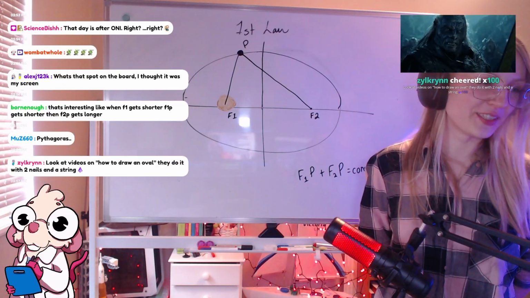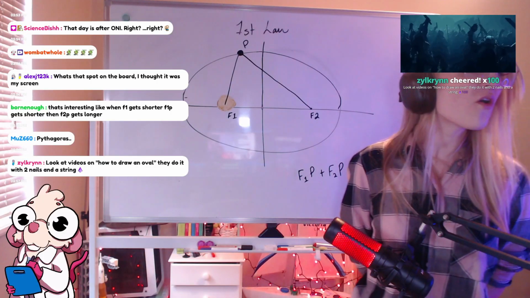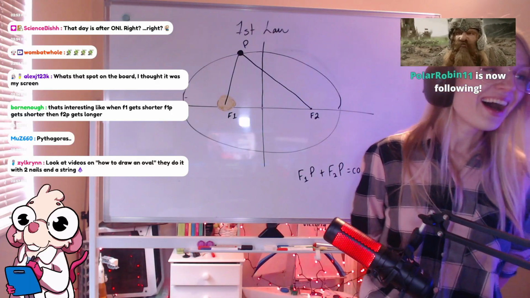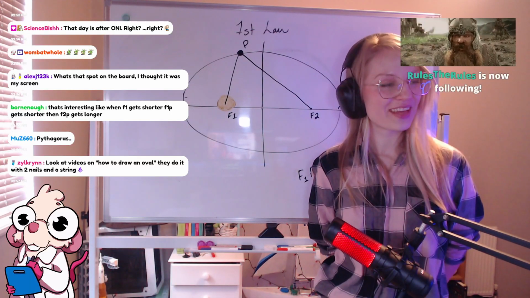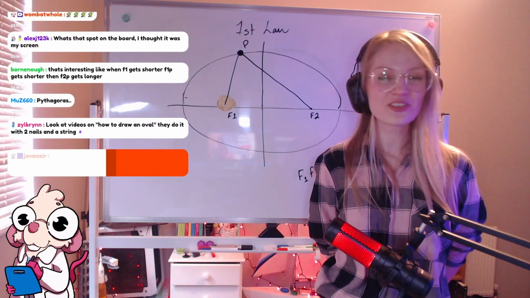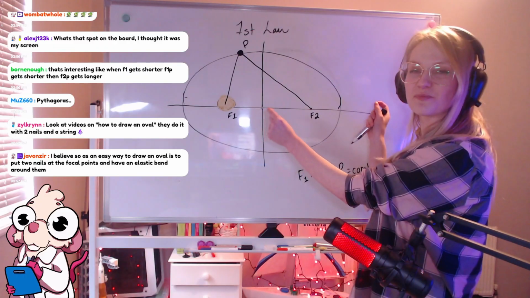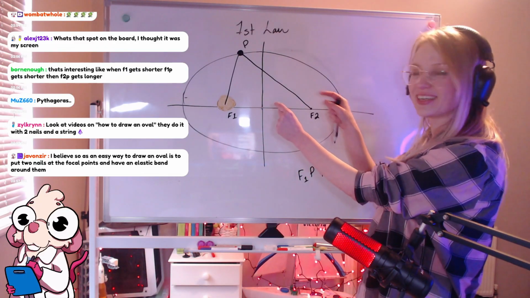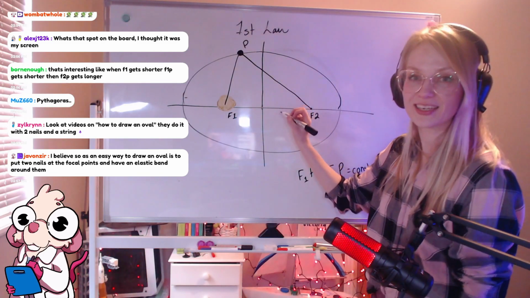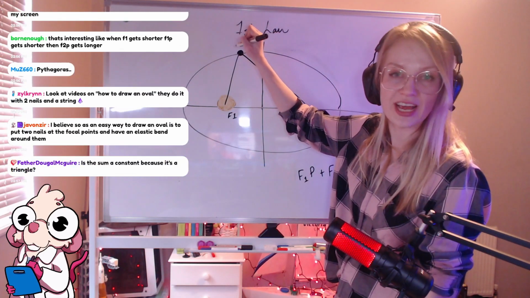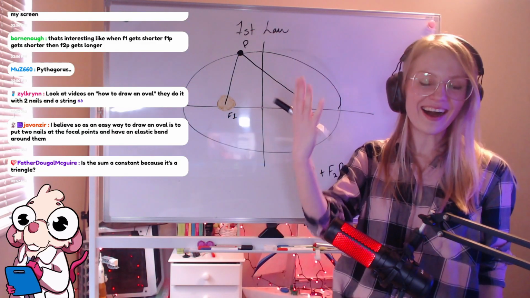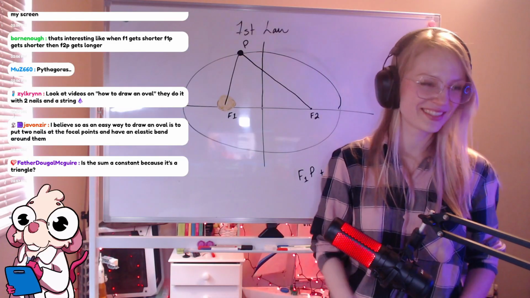How to draw an oval. They do 2 nails and a string. Oh! That makes sense. I never thought of that. I've never thought about how to draw an oval, but that makes sense. You put 2 nails down, get a string. So you put a string between these two. You get a marker, I guess, and you really stretch it out, and you would get a perfect oval. That is so cool. I didn't know that.